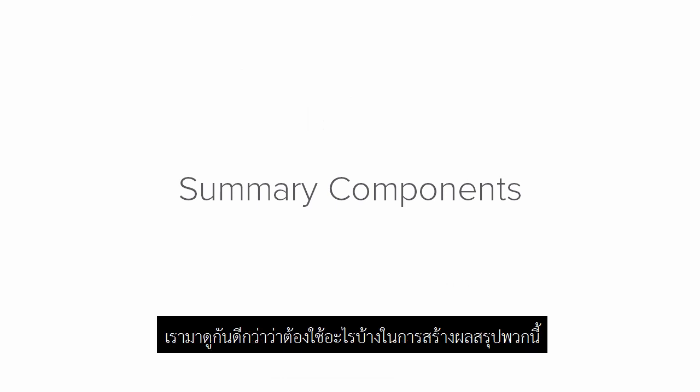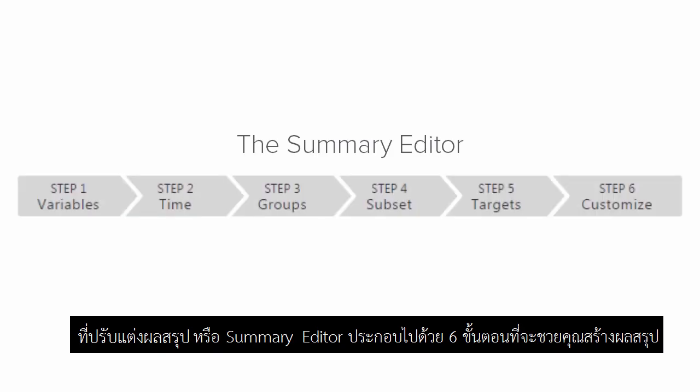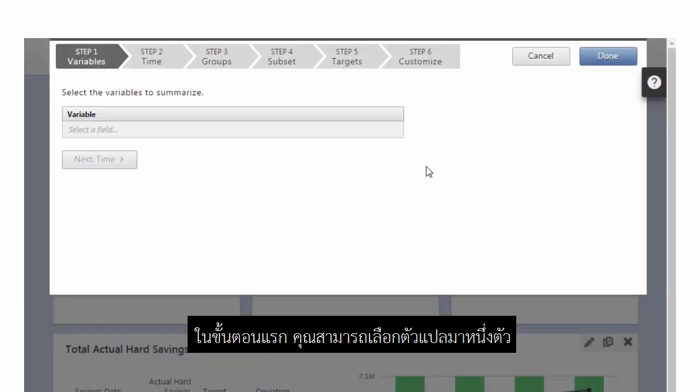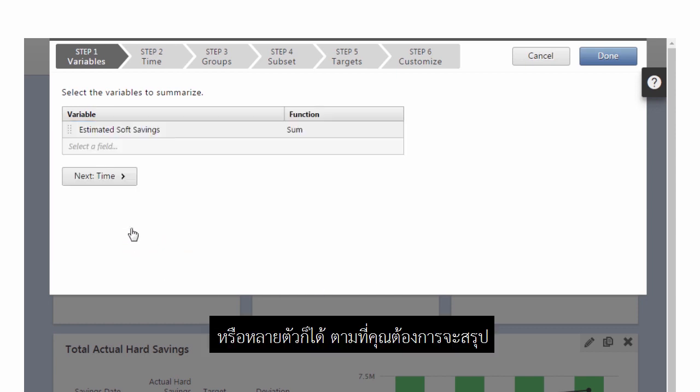Now that you have an idea of what summaries can do, let's take a look at the components used to create one. The Summary Editor contains 6 tabs that help you create the summary. In Step 1, you can choose one variable or multiple variables you want to summarize.